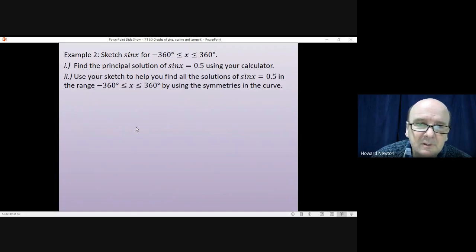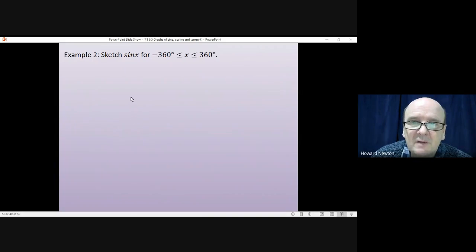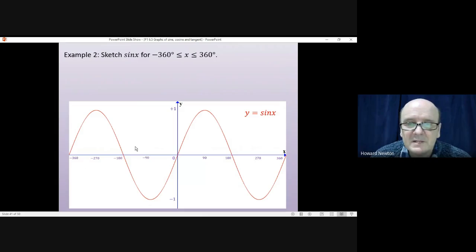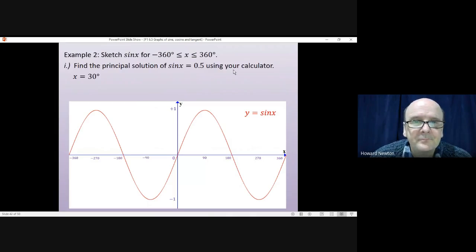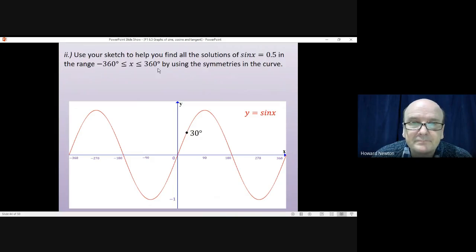Okay, let's have a look. So sketch the graph from -360 to +360. Well, we did that just now, and that is what it should look like. Find the principal solution of sine x equals 0.5 using your calculator. Well, if you do inverse sine of 0.5, you get x equals 30 degrees. So x is 30 degrees, sine x is 0.5. That'll be the point here on the graph. 30 degrees on the x-axis, 0.5 on the y-axis.